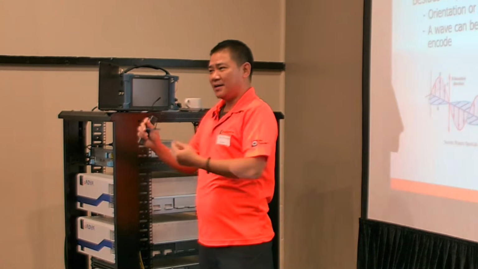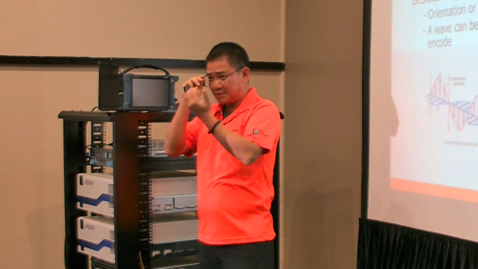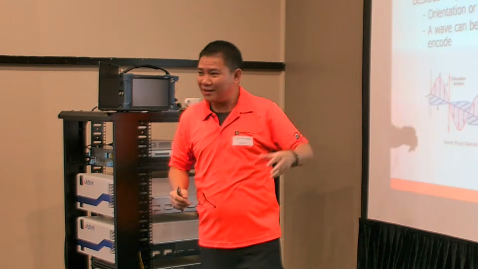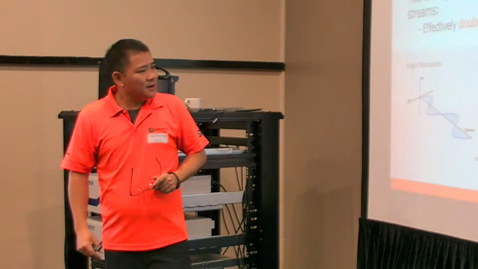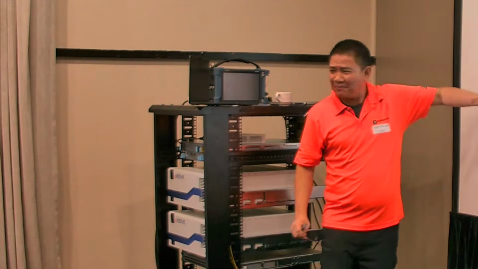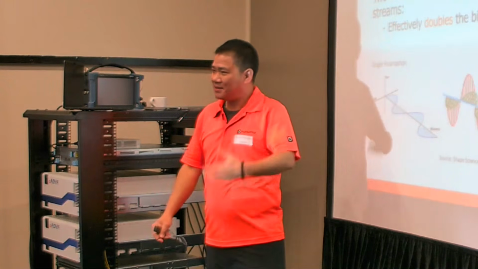With a 3D image, it's actually two different sources that come through my 3D glasses. Vertical here, horizontal here. My brain thinks it's a 3D image. So we do use this. We double the bandwidth that way, right? Instead of sending one single polarization, let's send two polarizations, double the bandwidth.